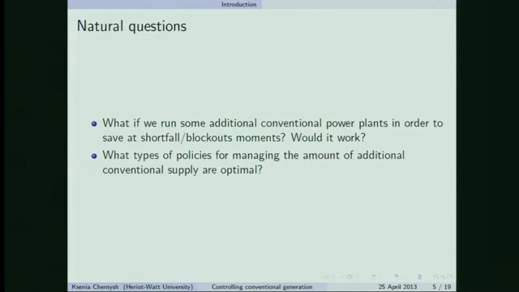There are some natural questions that arise after the previous picture. For example, if we run some additional conventional power plants, maybe we can reduce the amount of money that we spend at these blackout periods.